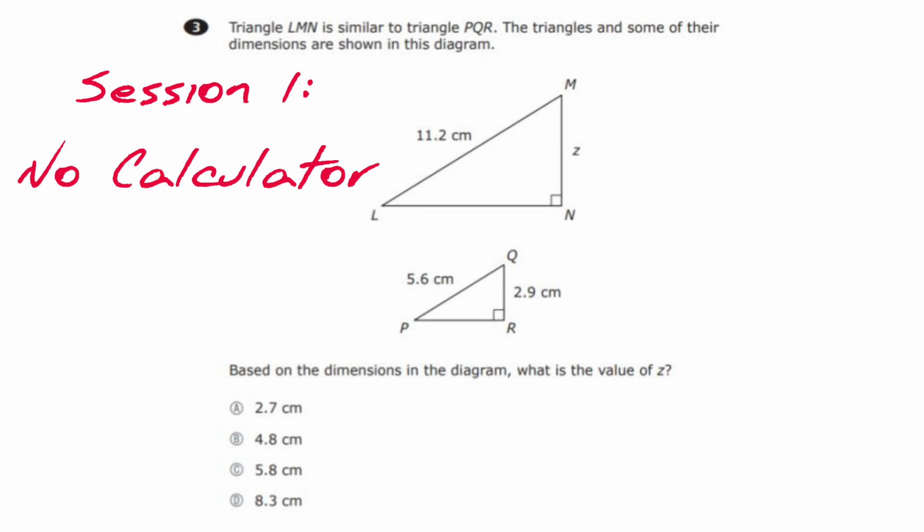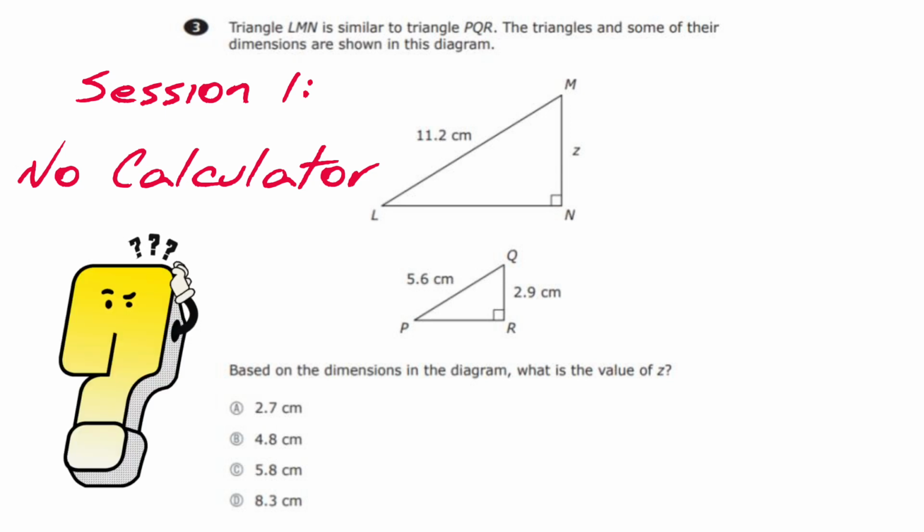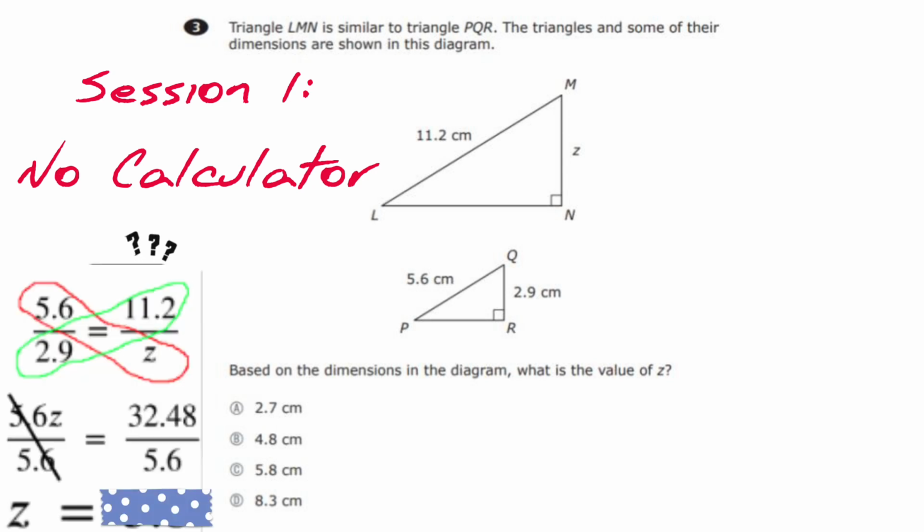Question 3 says, triangle LMN is similar to triangle PQR. The triangles and some of their dimensions are shown in this diagram. Based on the dimensions in the diagram, what is the value of Z? And the options are A, 2.7 centimeters, B, 4.8 centimeters, C, 5.8 centimeters, and D, 8.3 centimeters.